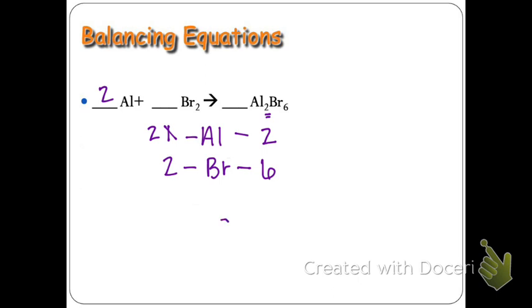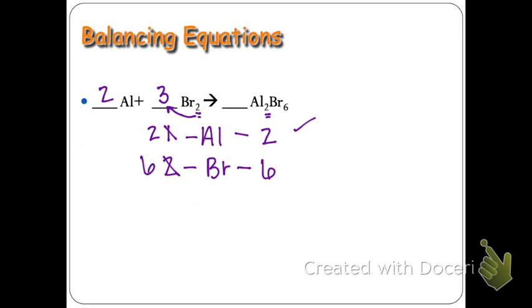So next thing I look, right, aluminum is balanced, but bromine is not. So what can I do to get bromine balanced? Make it a 6. Am I going to put a 6 right there? No, because I need to put a 3. I want a total of 6 atoms. And since there's 2 of them there, 2 times 3 gives me 6.